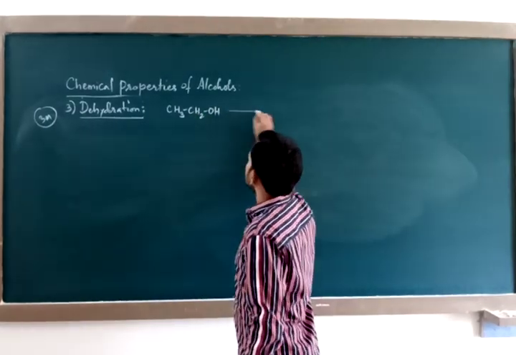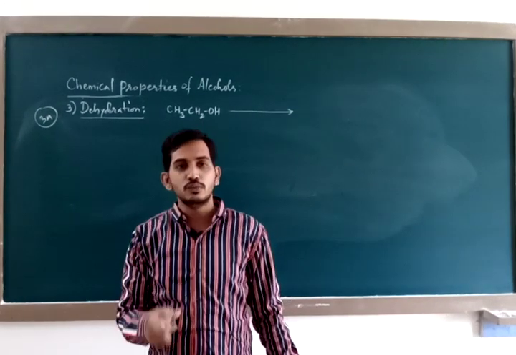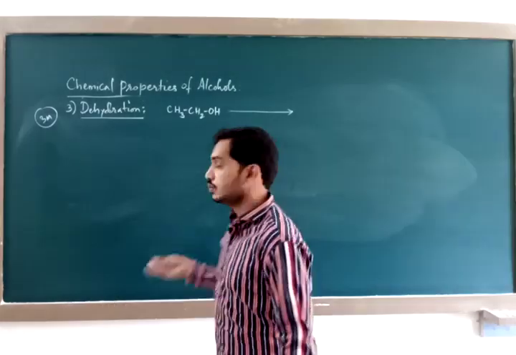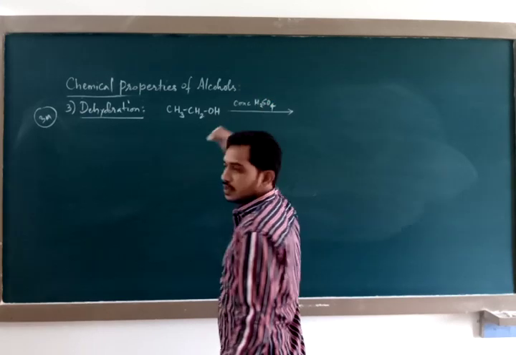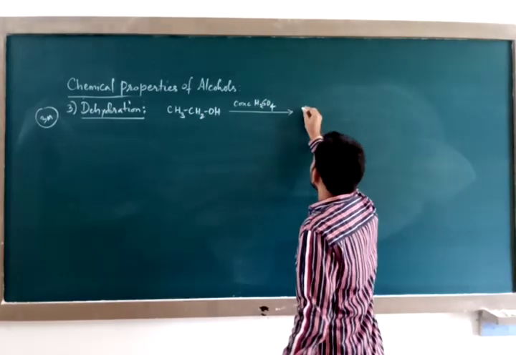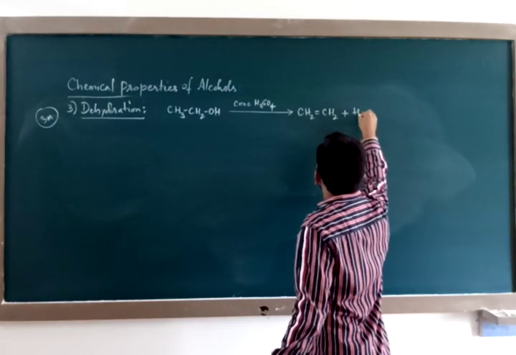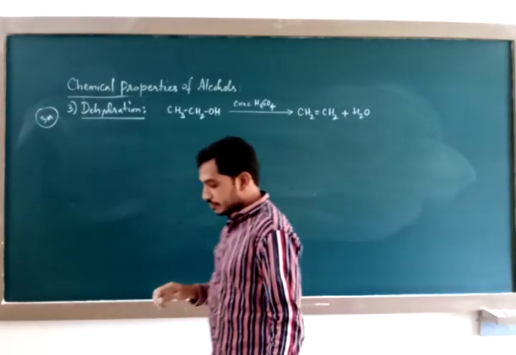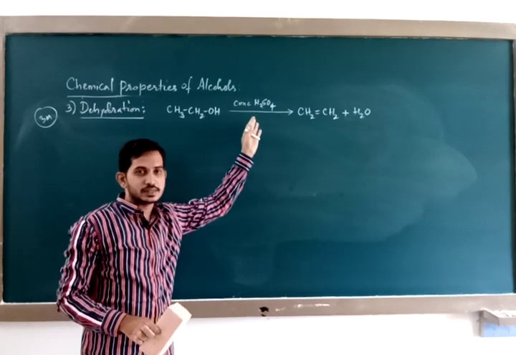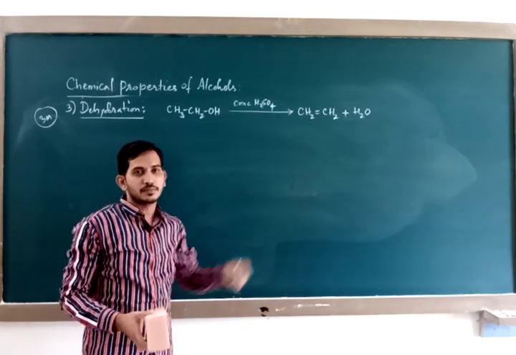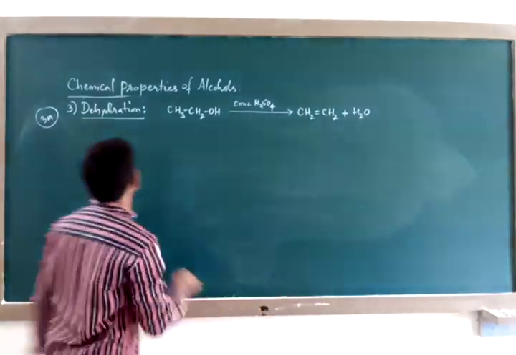So whenever ethanol is dehydrated, dehydration refers to removal of water. So if you want to remove water from alcohol, utilize any dehydrating agent like concentrated H2SO4. Simply said, an acid. So the product should be an alkene along with water. Whenever alcohols are heated in the presence of a dehydrating agent like concentrated sulfuric acid, alkenes are formed. This forms the general statement for dehydration.